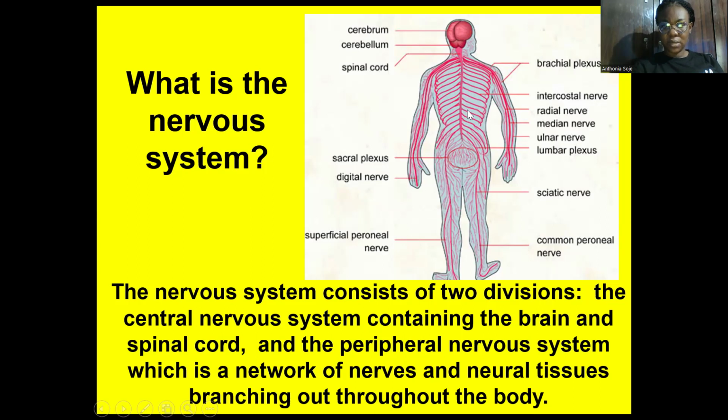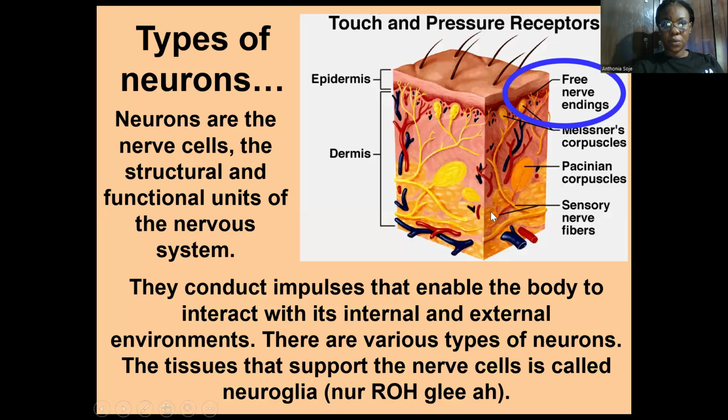Then there's the network of nerves and neural tissues that are branching out throughout the body. And there are different types of neurons. Neurons are nerve cells. If we say a cell is the basic unit of any system, neurons are that basic unit of the nervous system. So they are nerve cells. And they are the structural and the functional units of the nervous system. They conduct impulses that will enable the body to interact with its internal and external environment.